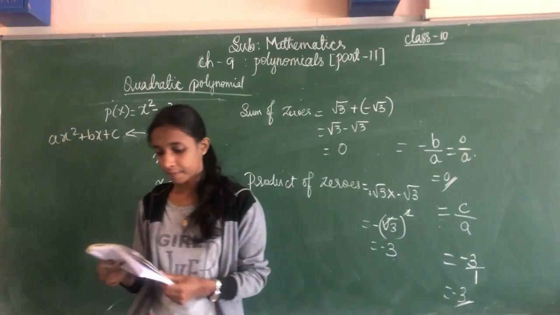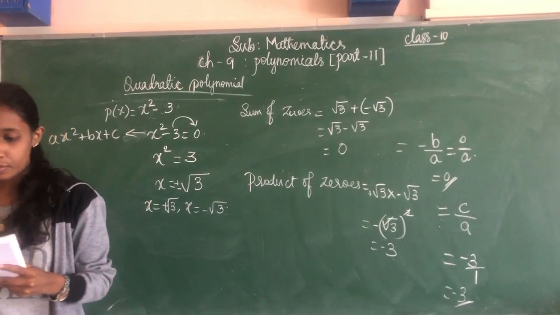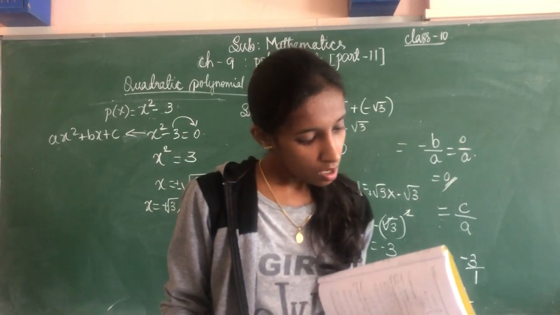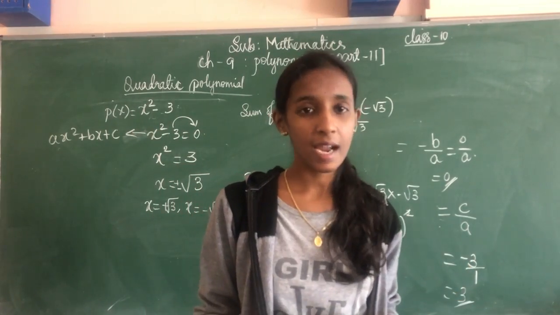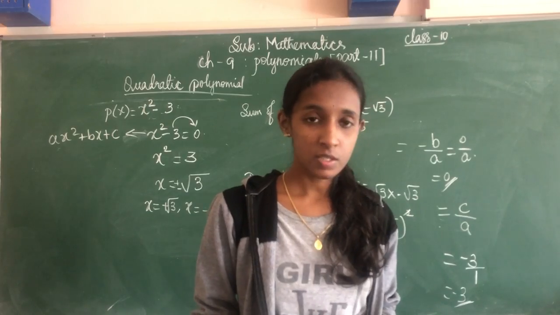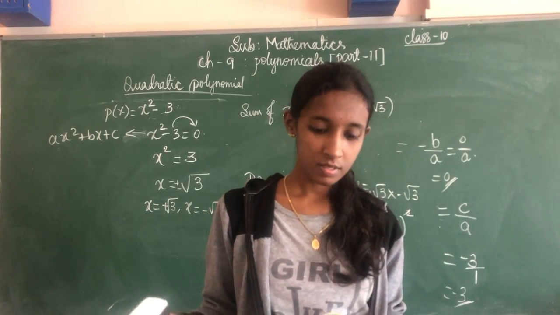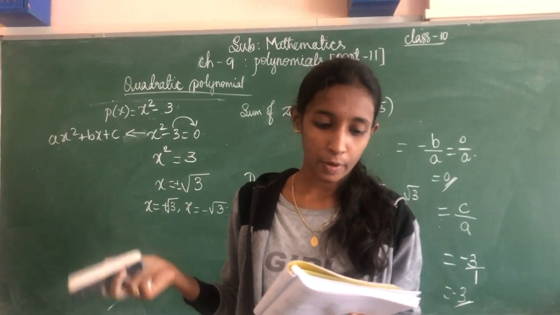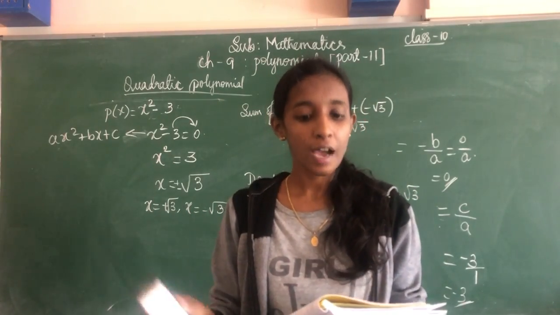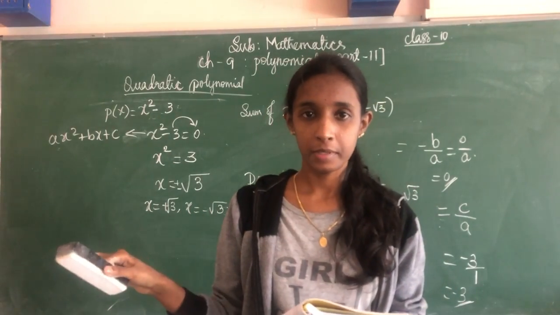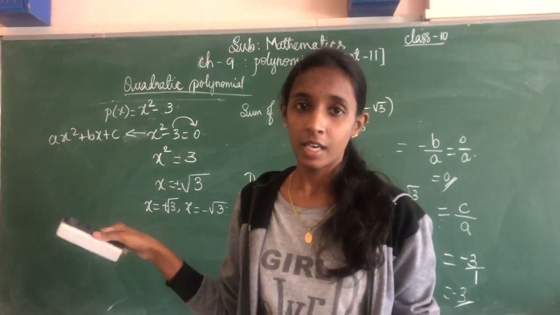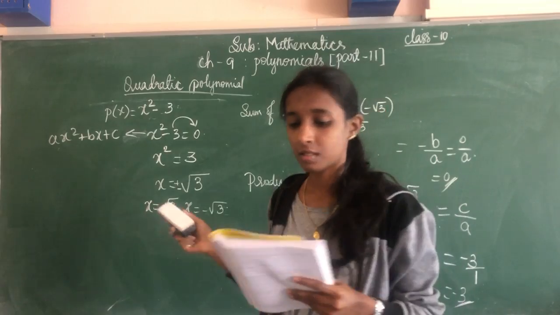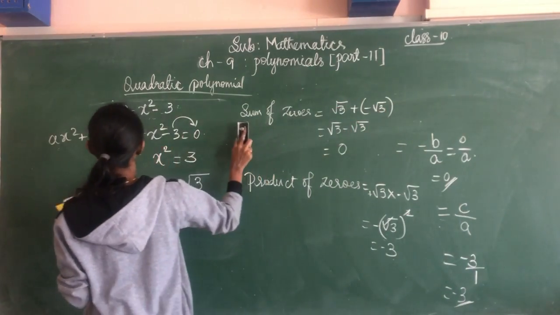Now look at example 4 on page number 12. Find a quadratic polynomial, the sum and product of whose zeros are minus 3 and 2 respectively. In this question, they have given the zeros, that is roots, minus 3 and 2. So you have to form the quadratic polynomial. Okay, you have to frame the quadratic equation. It is similar to quadratic equations only.